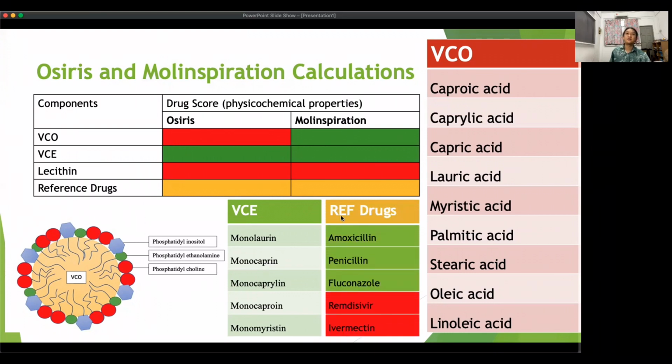So here are some reference drugs results from the Osiris and Molinspiration correlation. Some show very good results, such as amoxicillin and penicillin as antibacterial drugs, and fluconazole as an antifungal drug, but not remdesivir and ivermectin, which are antiviral drug candidates for SARS-CoV-2.